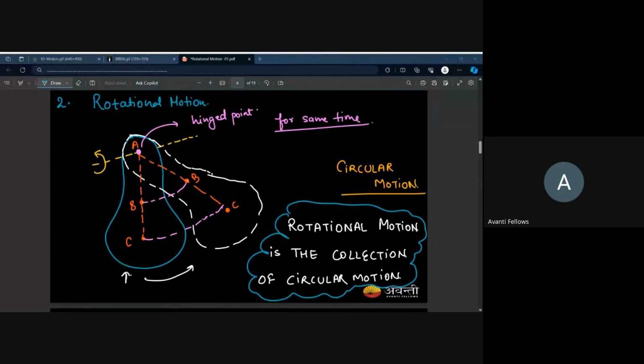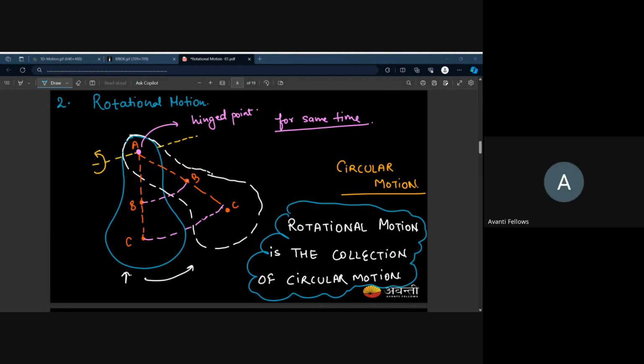Okay, there is no doubt from your side. Now I want to ask one thing. I tell you, in this case every particle is moving a different linear distance, right? They are covering different distances in a given time interval. Yes or no?